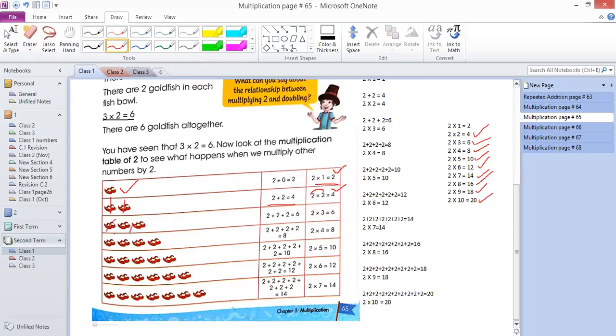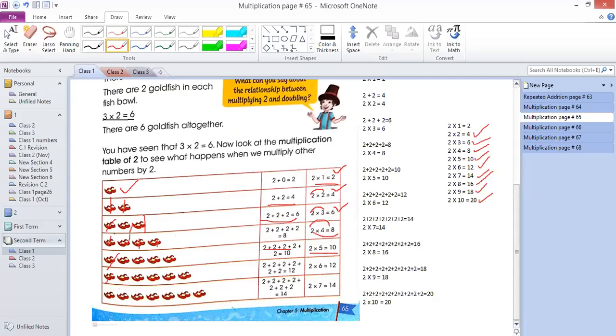Here 1, 2, 3. There are 3 groups. So either you can add 2 three times or 3 times 2. They will give you 6. So 1 times 2 is 2, 2 times 2 is 4, 3 times 2 is 6. There is 1, 2, 3, 4. For 4 groups of 2, either you can add 2 four times or you can just multiply. 4 times 2 is 8. Then 5 times 2 is 10. You can add 2 five times or you can just multiply.